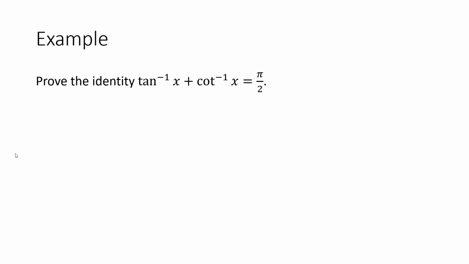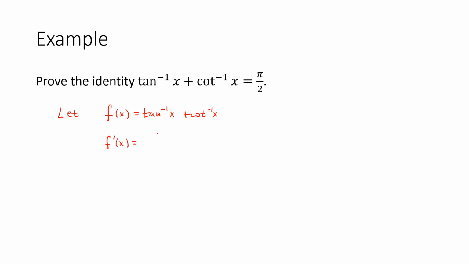So in this example, we're going to prove an identity using what we've developed with the derivatives of these functions. For instance, here we want to prove the identity that tan inverse x plus cotangent inverse x will equal pi over 2. We can do this in a couple ways, but one way is I'm going to let f of x equal the left side of this equation, so tan inverse x plus cotangent inverse x. And we can then take its derivative.